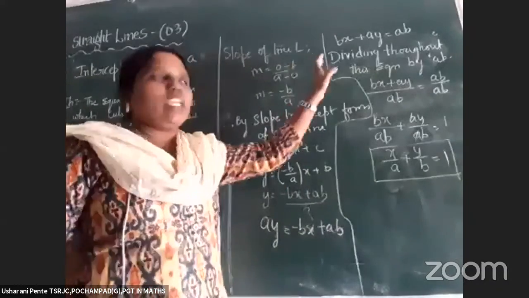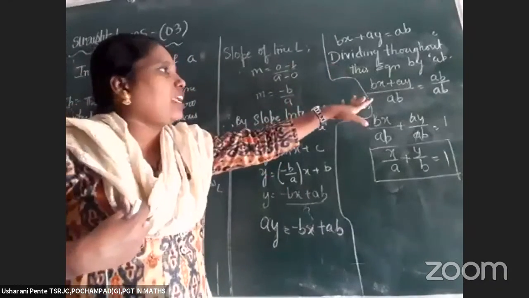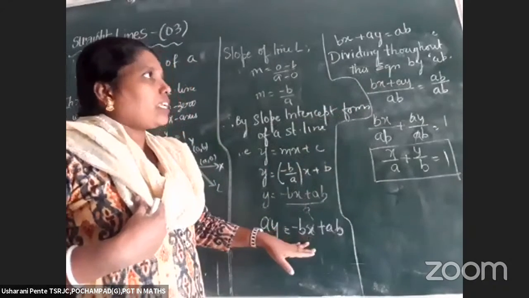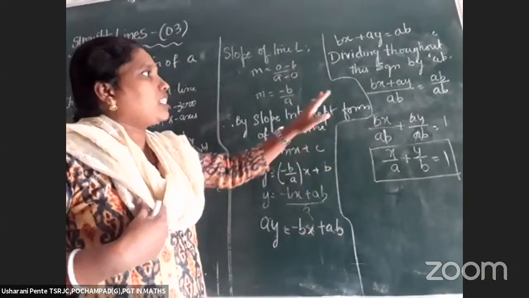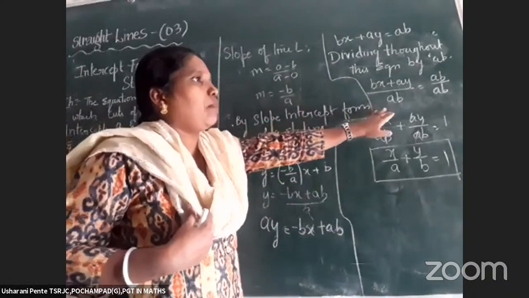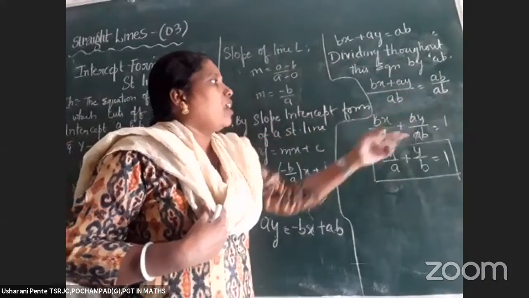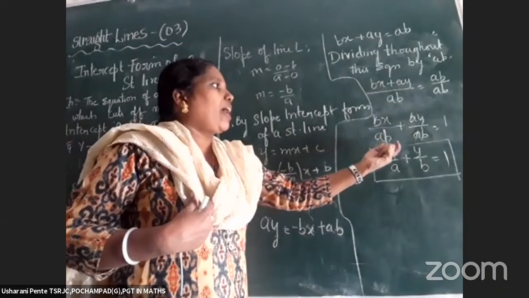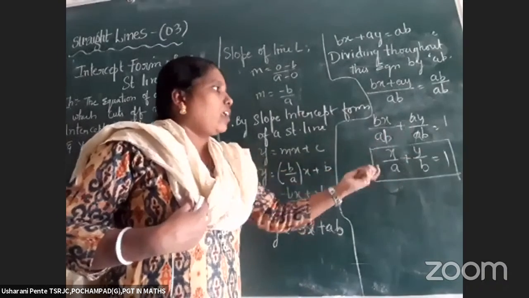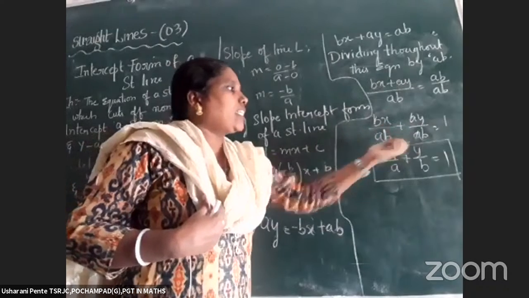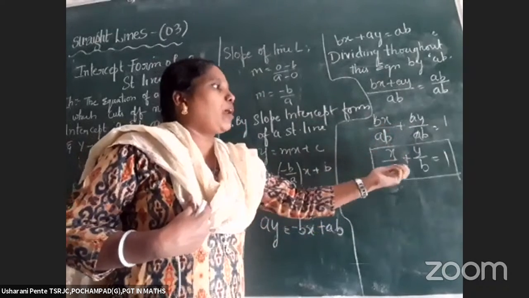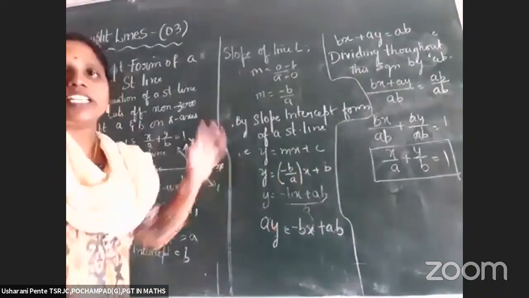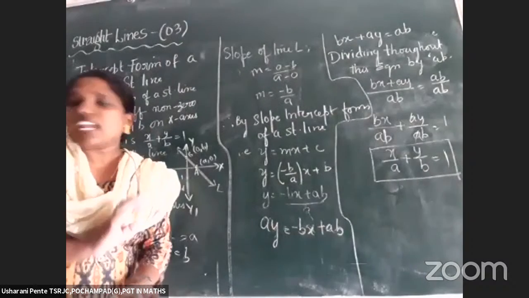Now what I'm doing is dividing throughout this equation by ab. So I'll get, taking this term over here, bx plus ay is equal to ab. That is bx plus ay by ab is equal to ab by ab. By dividing individually, I get bx by ab plus ay by ab is equal to 1. That is, b and b cancel, a and a cancel. What I'll get is x by a plus y by b is equal to 1. This is nothing but the intercept form of a straight line.